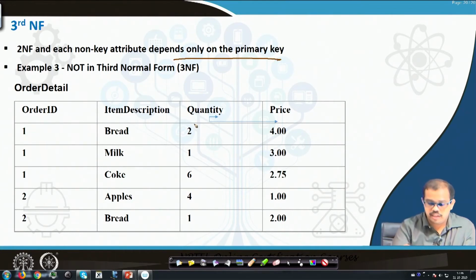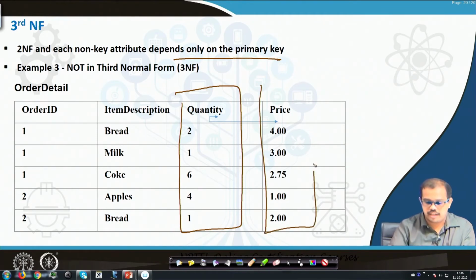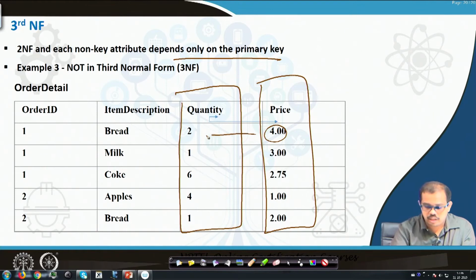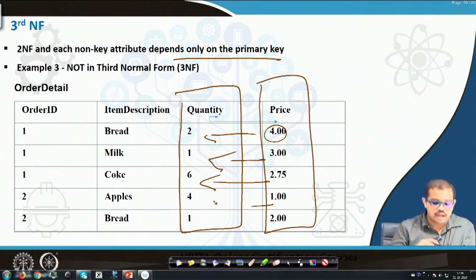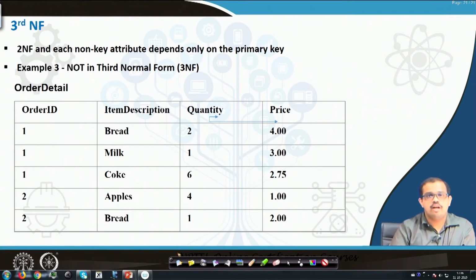Okay. But when you see, this is one non-key attribute, this is one non-key attribute. When you are looking at here, price is dependent on the quantity. Now, which means that there is one non-key attribute which is dependent on the other and not directly on the primary key that we are trying to use. So, this means that this particular thing is not in the third normal form.